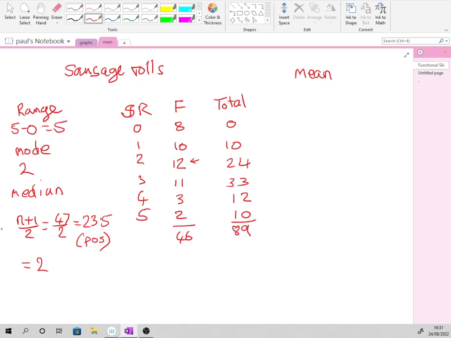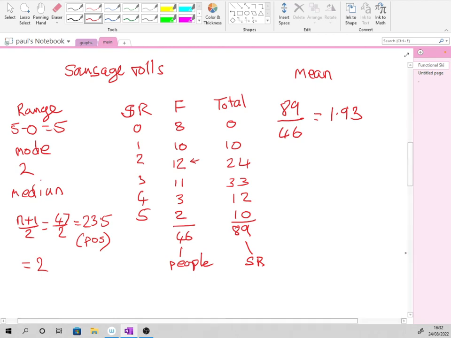So we've got 46 people and 89 sausage rolls. So 89 sausage rolls divided by the 46 people is 1.93. There's a lot more numbers in the calculator. So the mean average is 1.93 sausage rolls, which is nearly 2, which is what most of them are. There you go. So we'll leave it with that one.